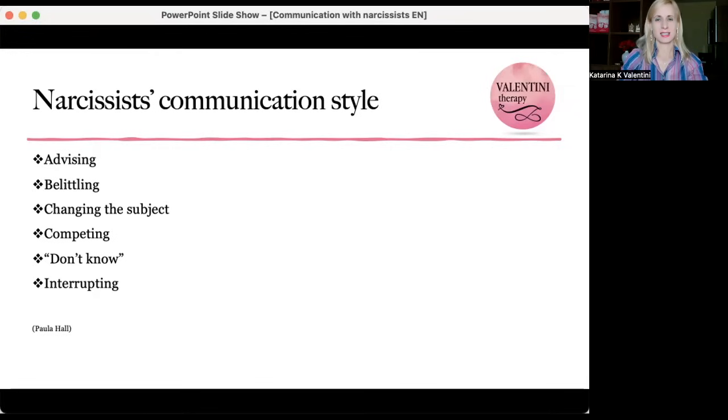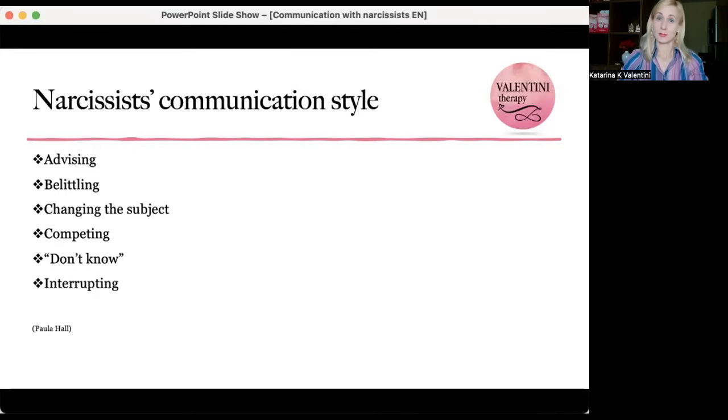Advising. Our narcissists, because they're so smart and wonderful and know everything about everything, like to advise. And instead of listening to what we are telling them, instead of showing empathy, narcissists go straight to offering advice. They go straight to finding a solution for us, even though we had not asked for them to find a solution. Why do they do that? Well, because they don't want to be bothered with whatever is troubling us. They just want to go on with their lives as quickly as possible.